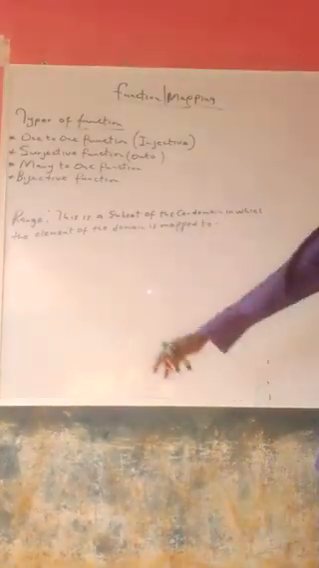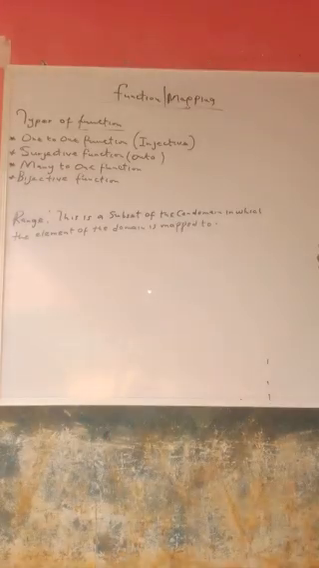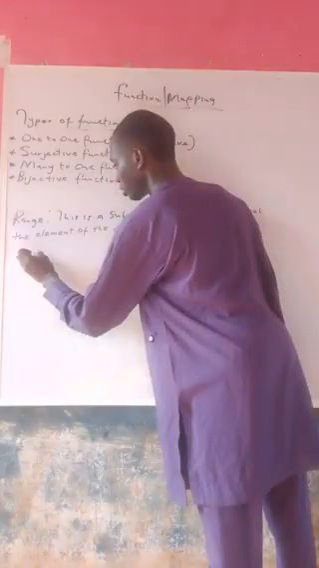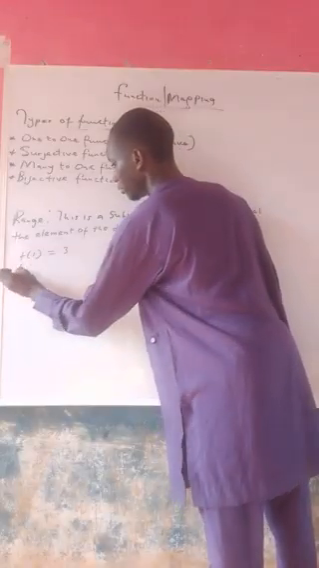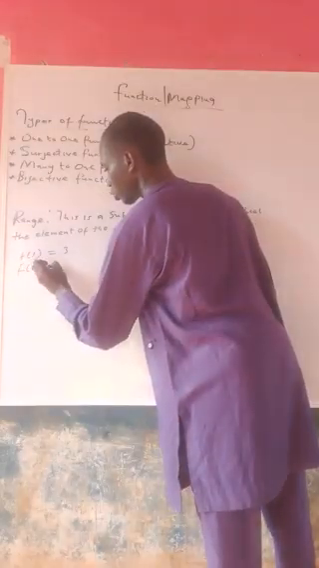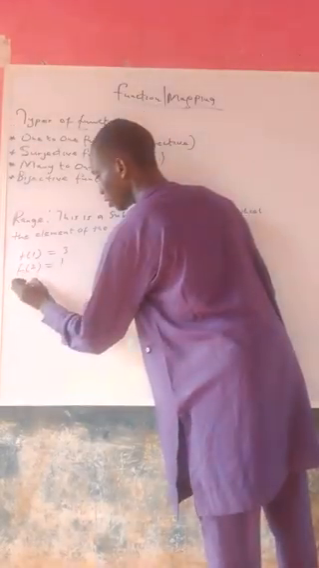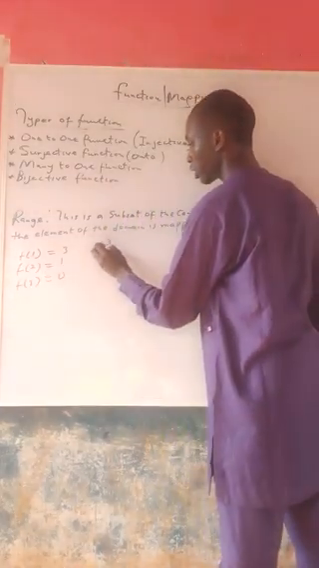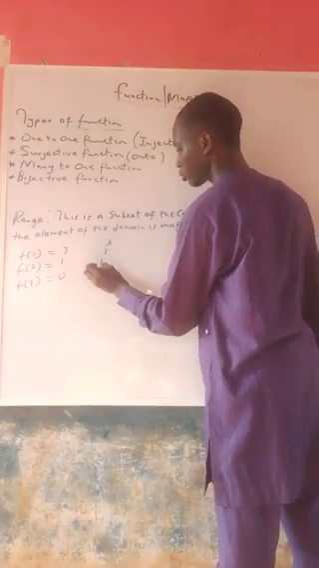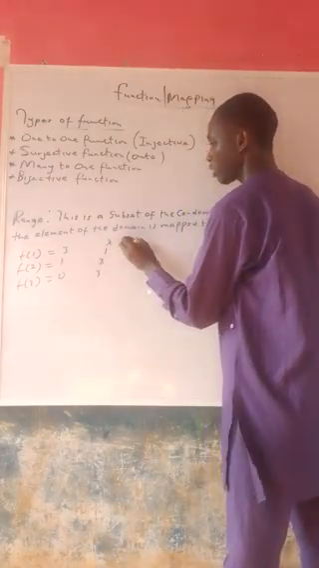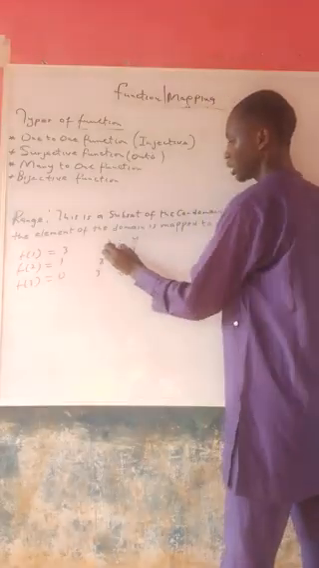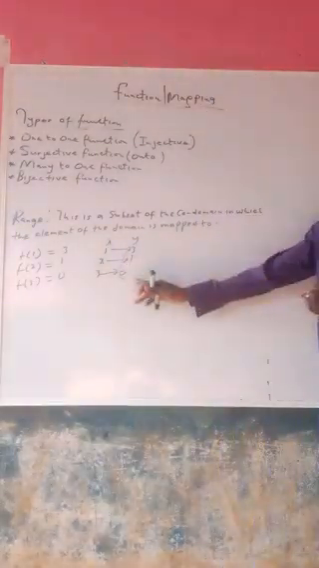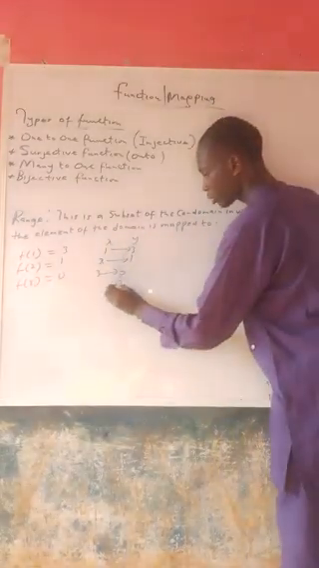Alright, so let me give us an illustration. This is what I'm trying to say now. Assuming we're having, let's say, f of 1 equals 3, f of 2 equals 1, f of 3 equals 0. The structure is now x. Under x we're having 1, 2, and 3. Y we're having 3, 1, and 0. This is mapped to this, this is mapped to this, this is mapped to this. All these are what we call the range.